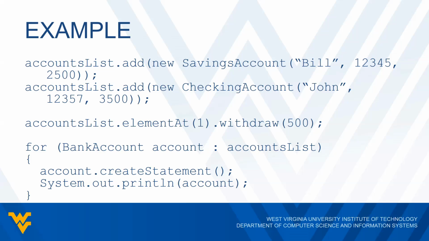So this first line, accounts list.add, and then in the parentheses, we would pass an object of the savings account. And notice that inside of here, I didn't include any reference variables to an object of the savings account. I just put in the object directly. So we have this new savings account, and then we pass the arguments for the constructor. This is perfectly legal. We're not required to create a reference variable, then create the object, store it in the reference variable, and then pass the reference variable. I can just put in the new object directly as a parameter for the add method. So this is perfectly fine the way we're doing this.